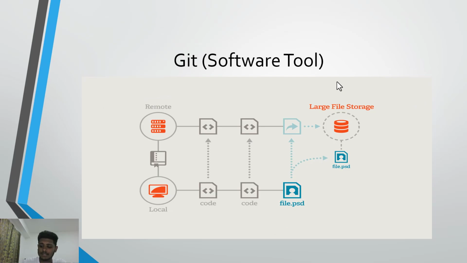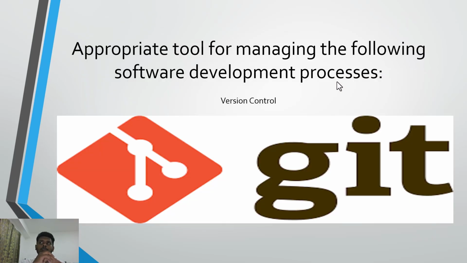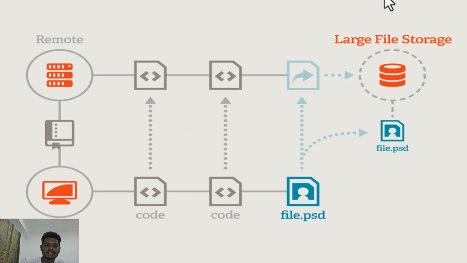So Git is a free and open source distributed version control system designed to handle everything from small to very large projects with speed and efficiency. Git is easy to learn and has a tiny footprint with lightning fast performance. It outclasses SCM tools like Subversion, CVS, Perforce, ClearCase, with features like cheap local branching, convenient staging areas, and multiple workflows. So moving on to the next slide, Git software tool.